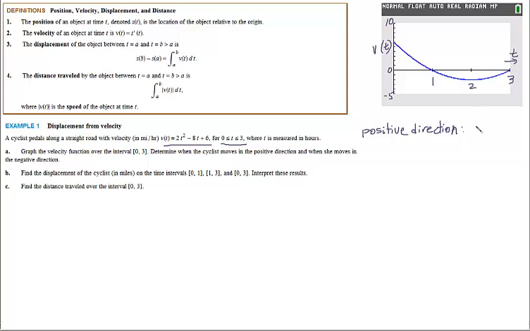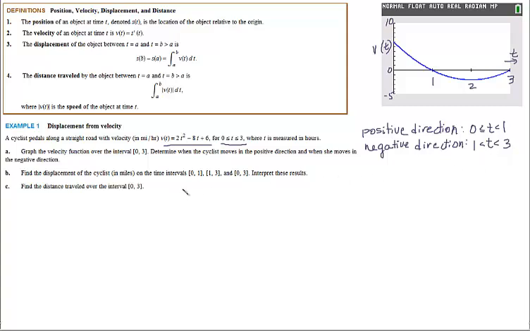Direction, that would be from 0 to 1. And then in the negative direction, from 1 to 3. And notice this negative direction at the 1 and the 3, there's 0. So I'll use particular inequality symbols there.